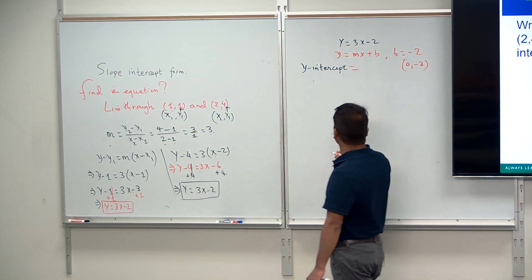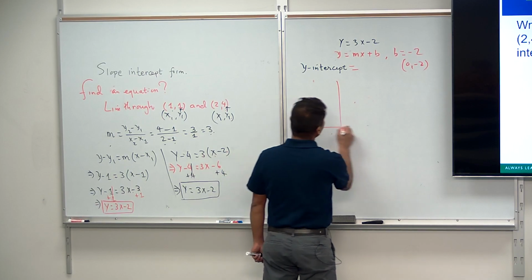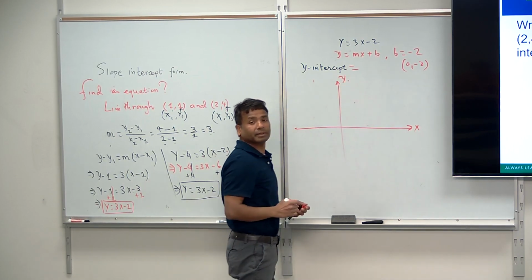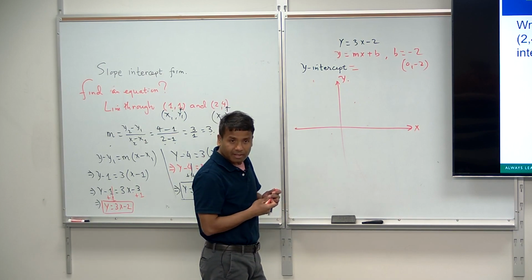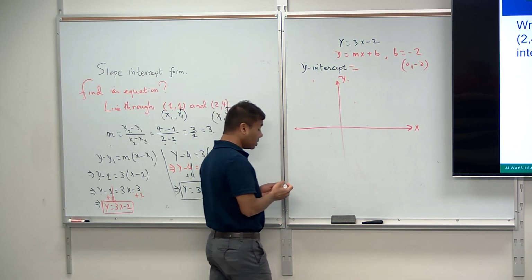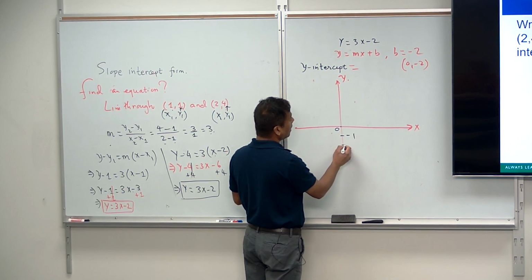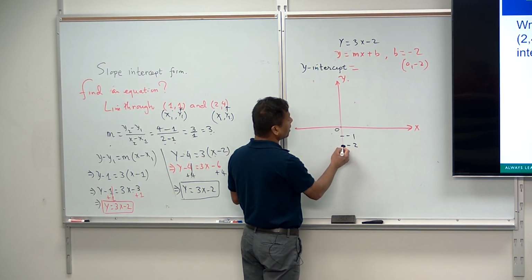So now, let's say this is your x-axis, this is your y-axis. Make sense? And (0, -2): this is the origin, this is 0, -1, -2. This is (0, -2). Are you guys with me?